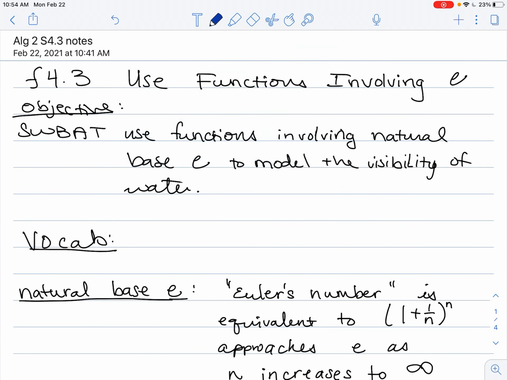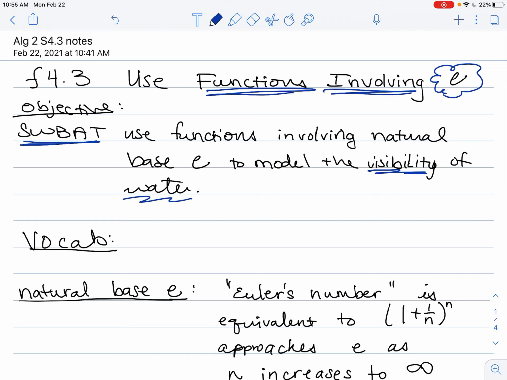Hello everyone, today we're talking about section 3, using functions involving the number e. If you remember from first semester, we did those math in nature projects. We did talk a little bit about the number e and what that comes from. So for today, students will be able to use functions involving the natural base e to model the visibility of water. There's lots of things that an e can model, but that's one of the things that we'll look at.